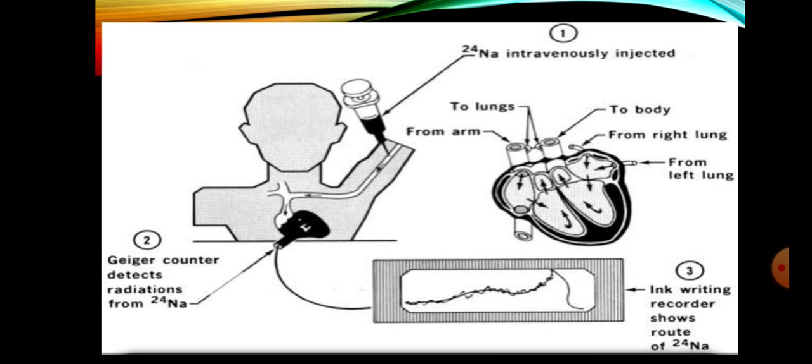When sodium 24 is injected into the bloodstream, the Geiger counter detects the radiation from the sodium. It produces radioactivity in the blood, showing the defective part in the body. And this can be seen on the screen. You can see in the third panel the ink writing recorder shows the route of the sodium 24.